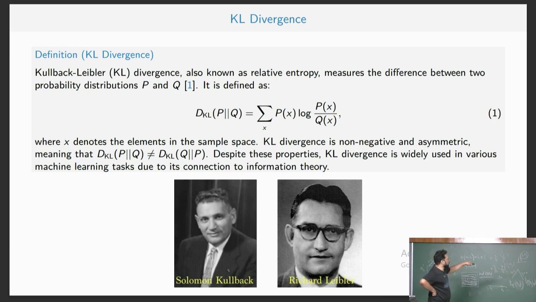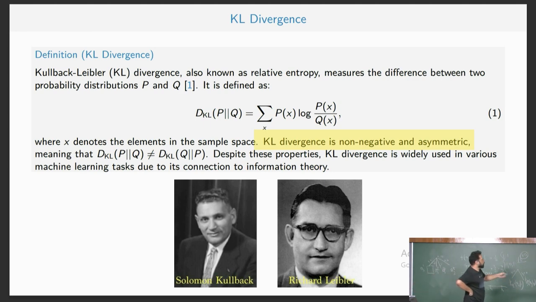Where x denotes the elements in the sample space, KL divergence is non-negative. This is the property. It says that it's always greater than or equal to 0, and it is asymmetric. Asymmetric means that if you do PQ or QP, they are not necessarily the same.